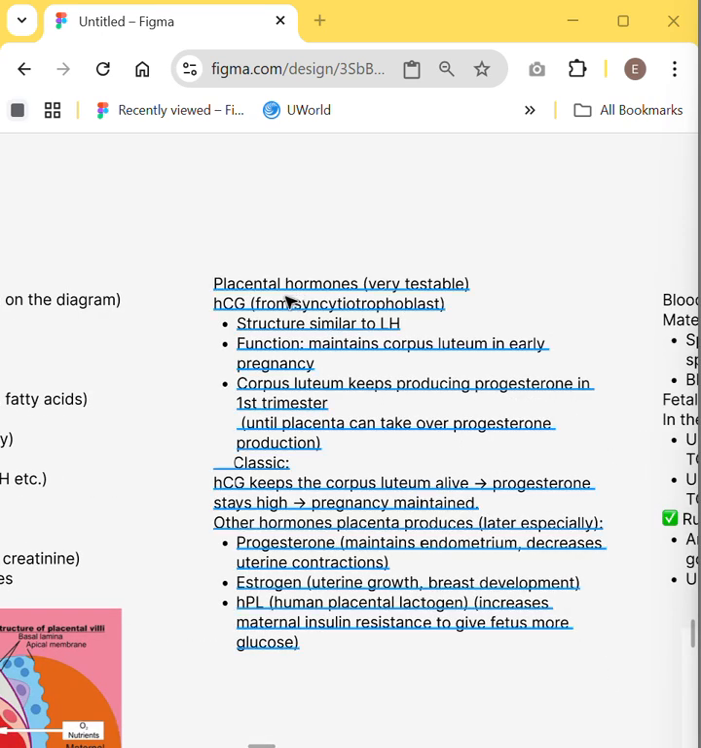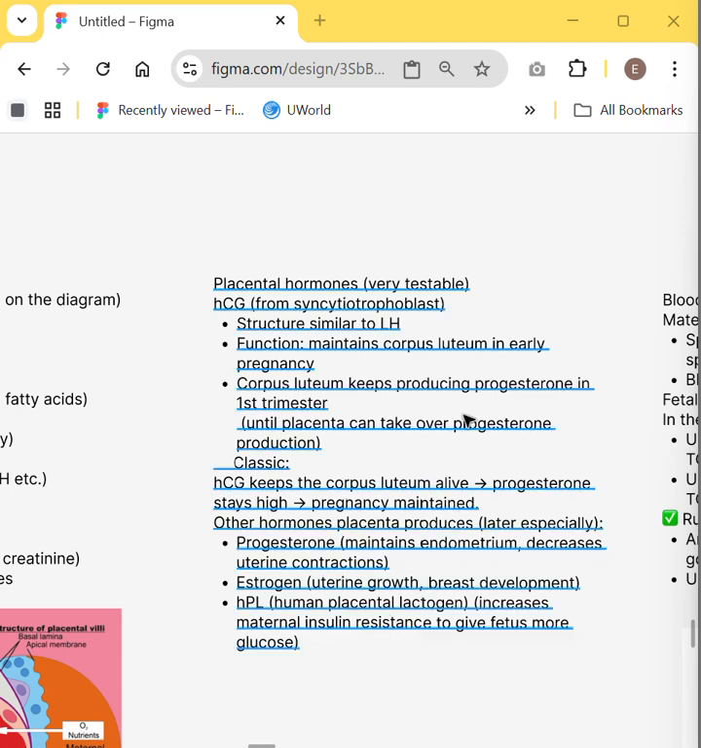Now, placental hormones is a very testable question. The HCG comes from the syncytial trophoblast, and the structure is similar to the luteinizing hormone. The function is to maintain the corpus luteum early in pregnancy. The corpus luteum keeps producing progesterone in the first trimester until the placenta can take over progesterone production.